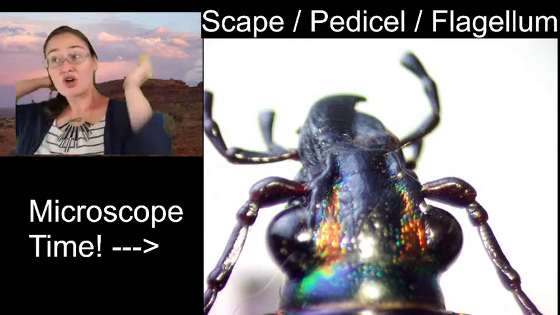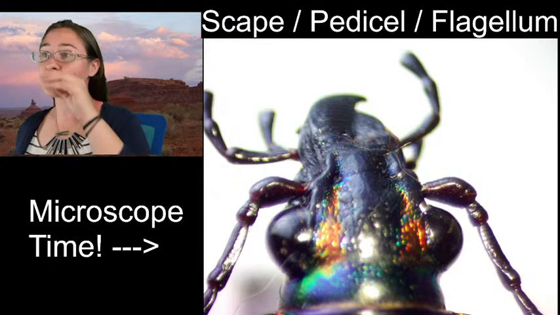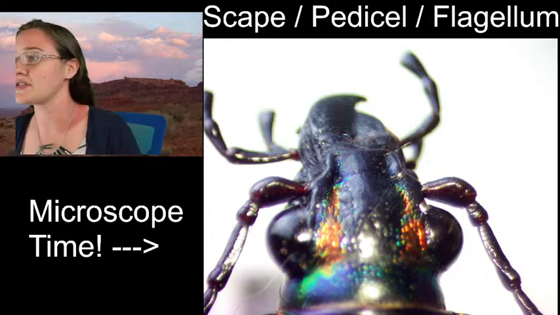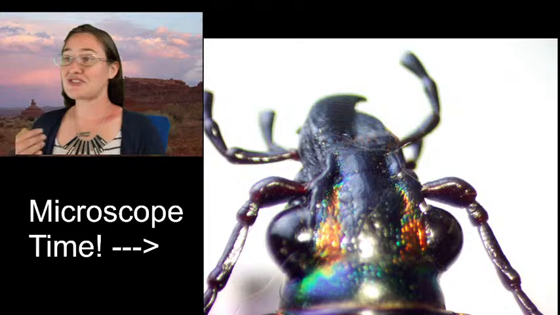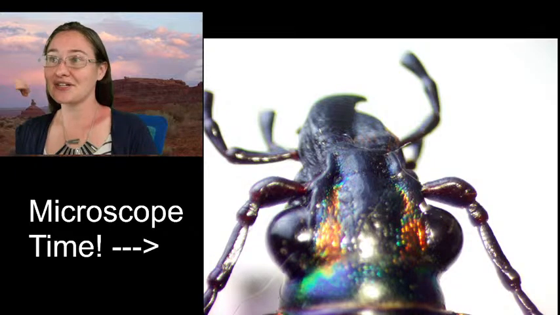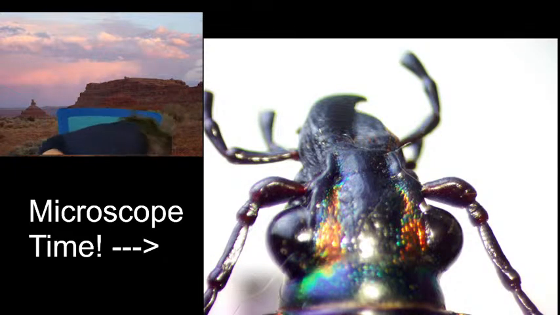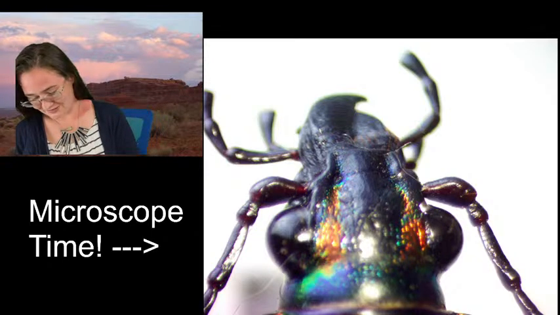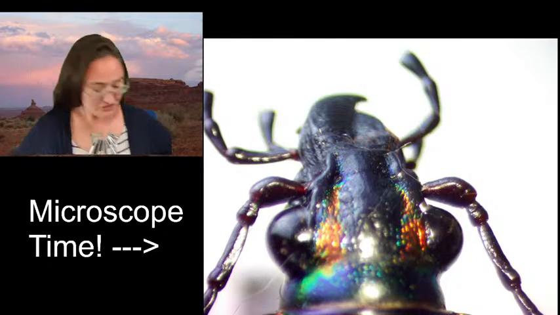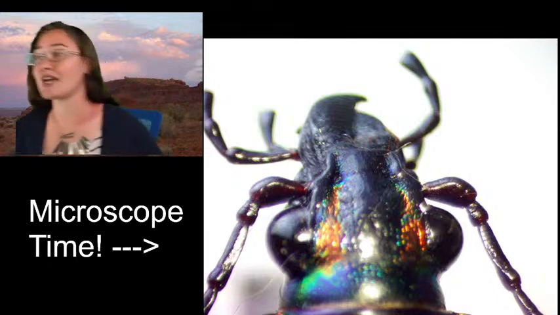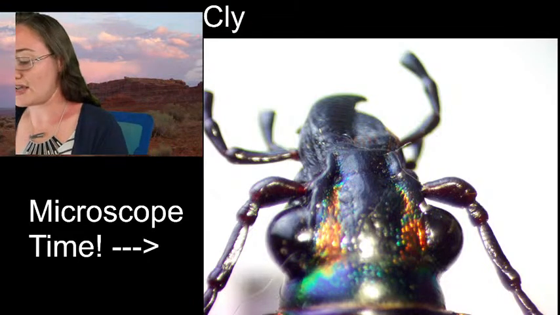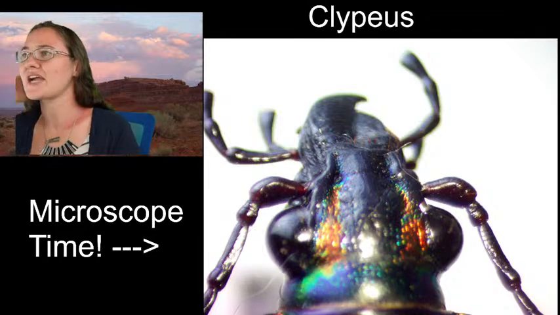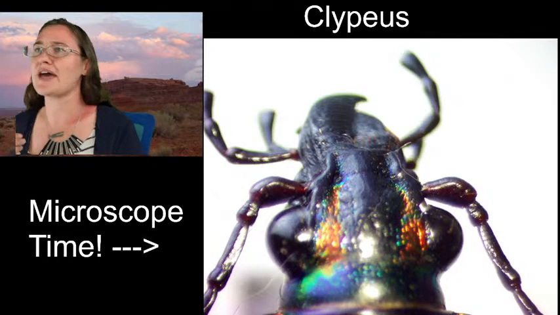All right, so we know that the labrum is the upper lip of our beetle's mouth parts. There's actually another segment that's kind of part of the head. We call this the clypeus, and it's kind of between the head and the mouth parts.